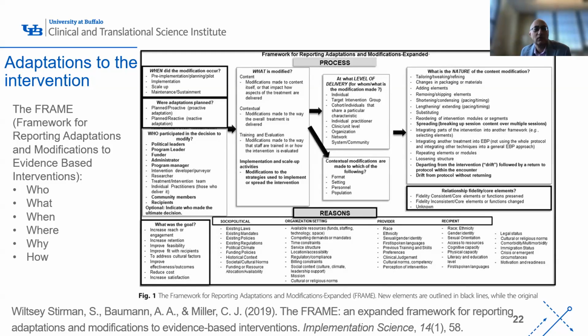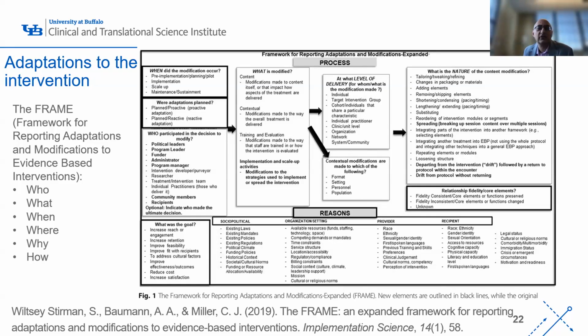And how do you document what adaptations people are making? Well, the answer is you can use a framework. This particular framework is called FRAME, which stands for Framework for Reporting Adaptations and Modifications to Evidence-Based Interventions. It takes you through a series of questions like, who initiated the adaptation? What is the adaptation? When in the course of the project did this adaptation come about? And where? Is it happening in all the sites, or are certain sites changing it in this way and other sites are not? And why are they doing that? And how exactly are they adopting it?